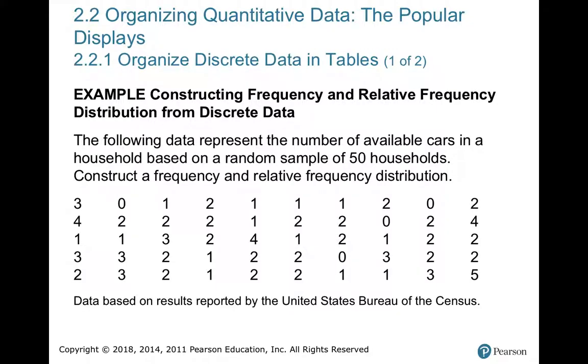So here's some raw data. Remember, raw data means nothing has been done with it, just like raw chicken hasn't been cooked yet. So this data represents the number of available cars in a household based on a random sample of 50 households. So how many cars do you have at your house? What we want to do is construct a frequency distribution. So yesterday we looked at frequency distributions as well. So we're going to do that same thing here, but this time it is for quantitative data, yesterday for the qualitative.